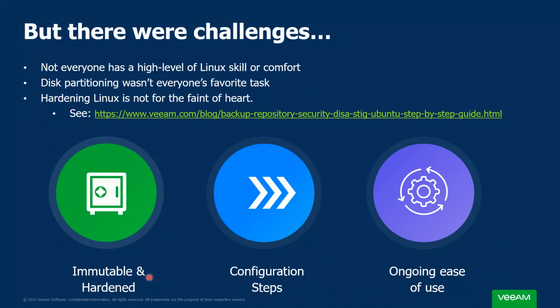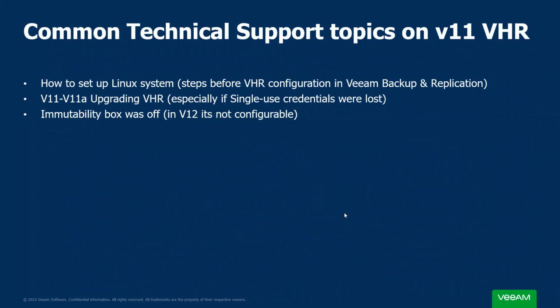So we thought, what can we do to give immutable hardened repositories with a reduced amount of configuration steps and ongoing ease of use, which kind of matches some of the chat we had from tech support. So with the VHR in market, the top three kind of things that they would get as questions was how to set up Linux, right? I love the idea, but I don't know Linux. Upgrading was tricky because of the single-use credentials. Some people thought, well, it was single use, I didn't save it. Kind of don't blame them by the definition, but it got in the way of some upgrades. But V12 simplifies that.